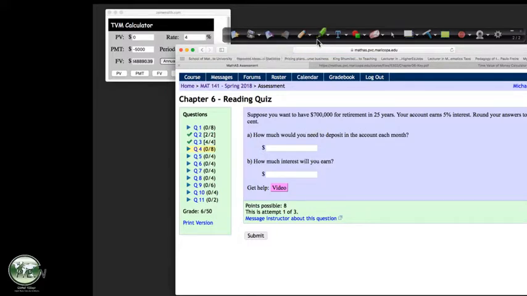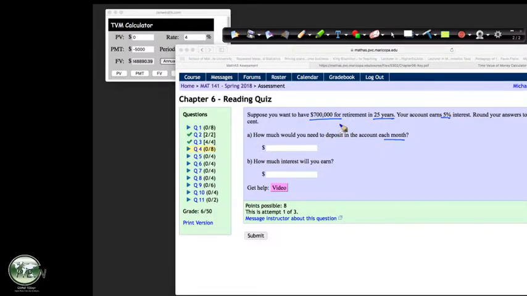Here's another one. It looks like another annuity. We just highlight. We have $700,000 for retirement. Suppose you want to have $700,000 for retirement in 25 years. Your account earns 5% interest, and your answer's to the nearest cent. So how much would you need to deposit in the account each month?